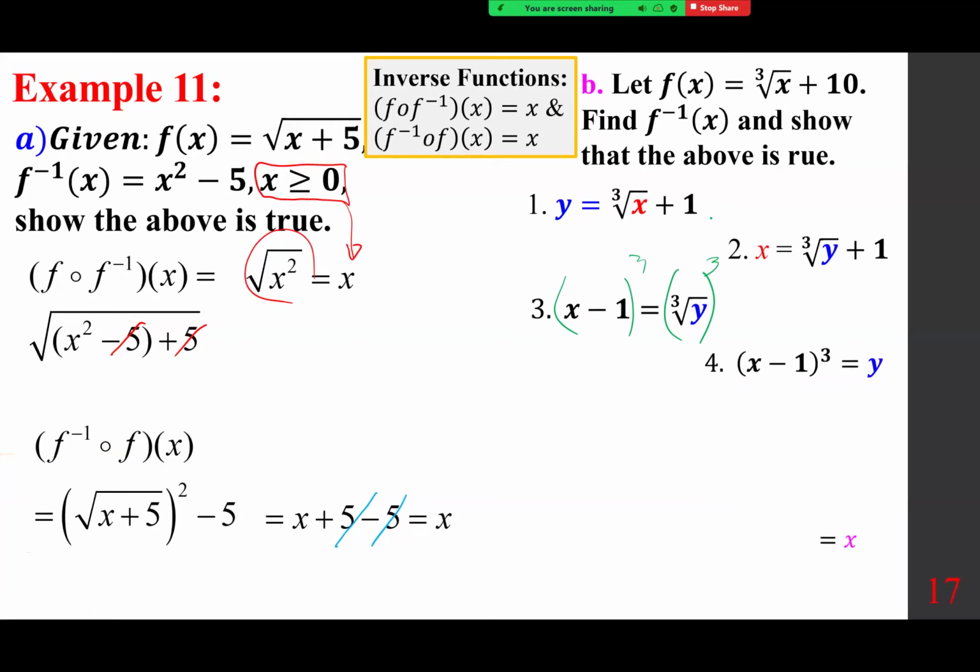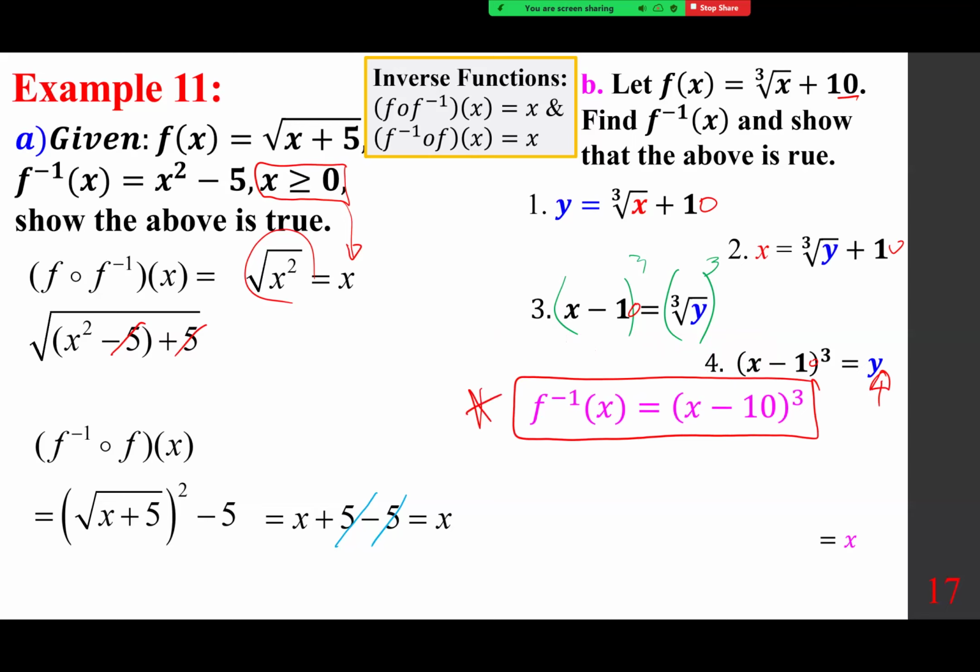So x minus 1 cubed is y. Let me just change this to 10. I meant to put 10. So this is 10, everybody. Okay. And so give it a name, f inverse, and you're done.